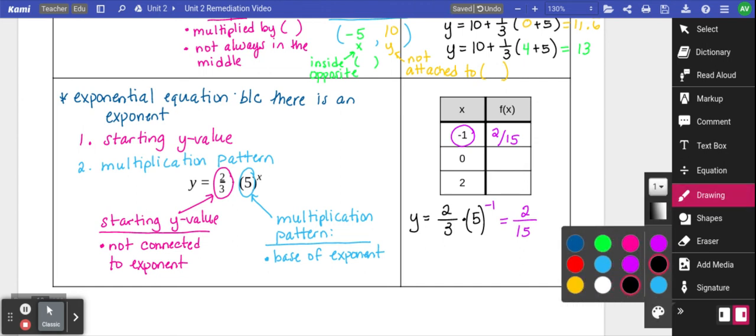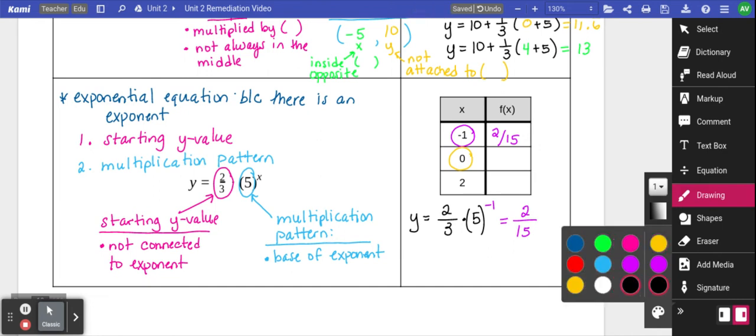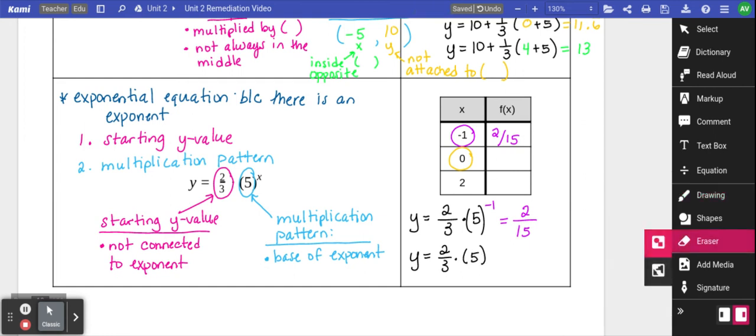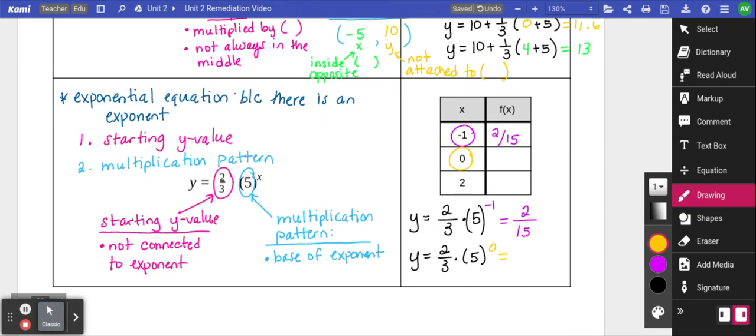The next thing I'm going to do is I'm going to replace the x with a 0 instead. So I would have y equals 2/3 times 5 to the x power. I'm going to erase my x and I'm going to put a 0 there instead. When I type that in on my calculator, I get 2/3. Now, for those of you who are using a calculator and getting decimals, that would be 0.6 repeating. Those mean the same thing.